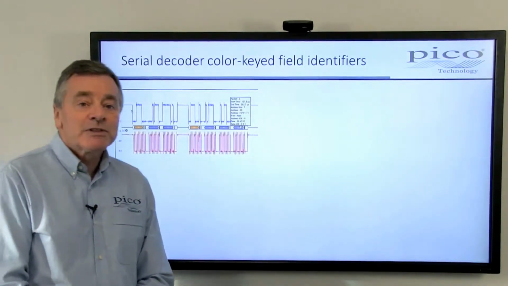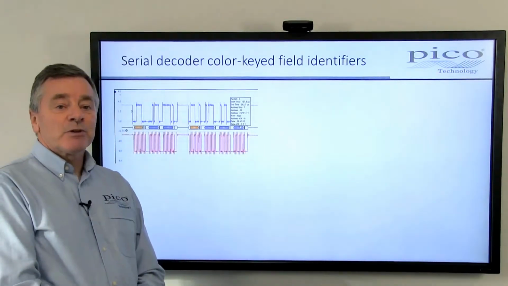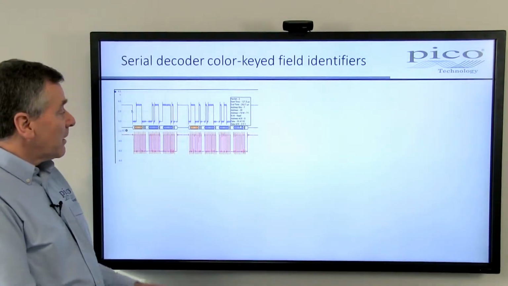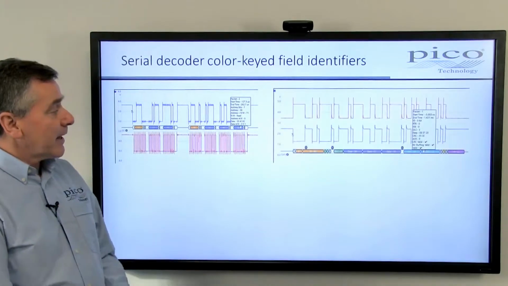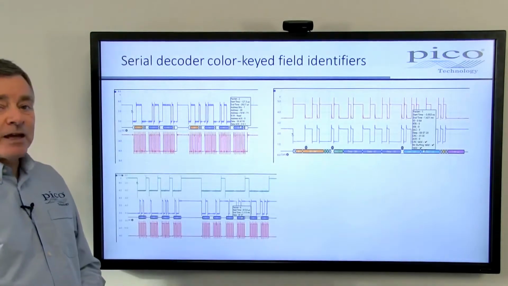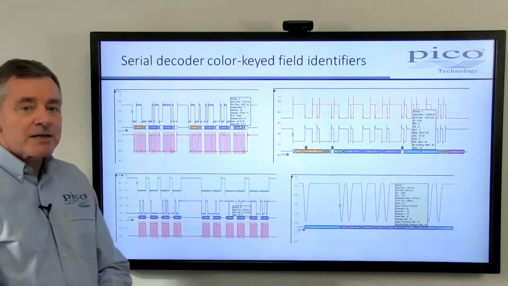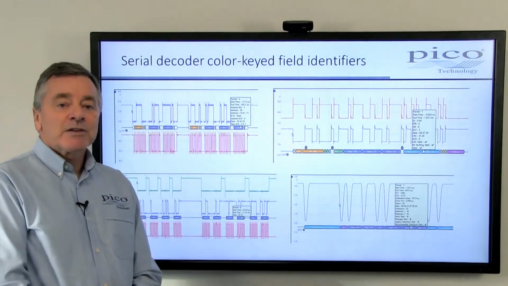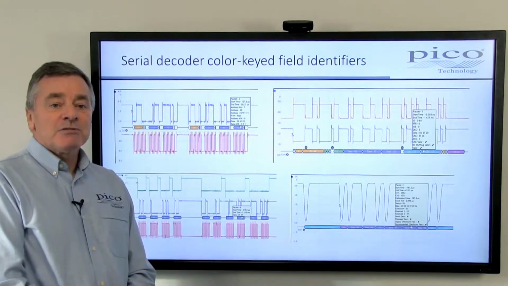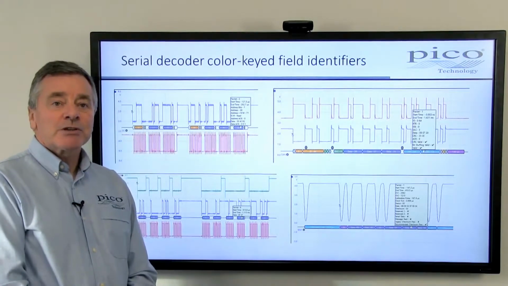PicoScope includes decoders for 16 different serial protocols. Shown here are I2C, CAN, SPI, and CENT. In all cases, each field type has a unique colour for ease of interpretation.